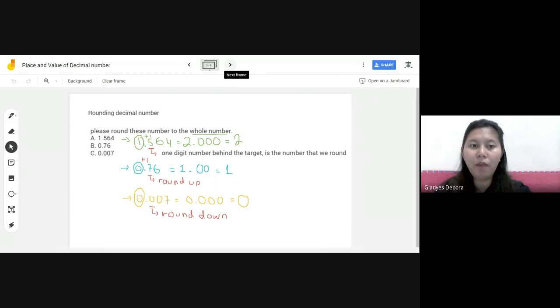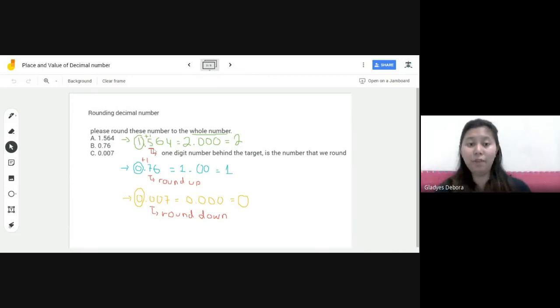Okay. Now we're rounding decimal numbers. Okay, I have here for example, please round this decimal number to the whole number. Okay, I have here 1.564 and so on. I want you to find the target. The target is the number in the whole number place. Okay, that's our target. Now, for rounding a number, we have to take a look at the one-digit number behind the target.